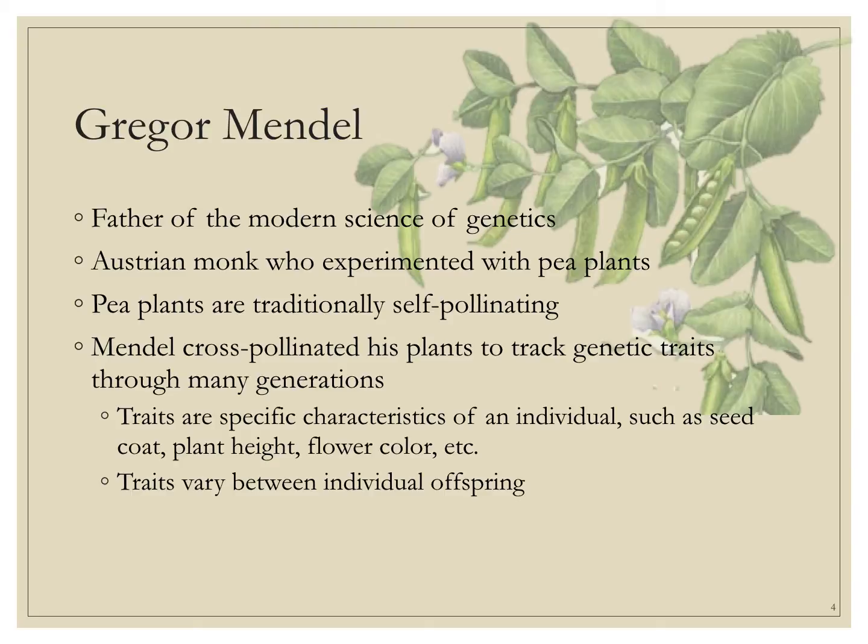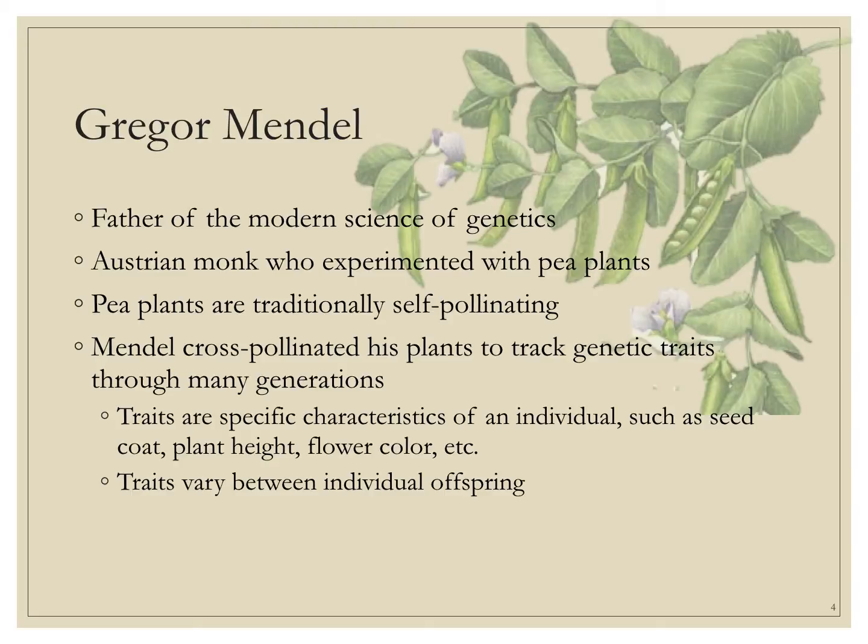So the pea plants don't take up much room. They reproduce fairly quickly, and he was able to cut off the sex organs of those flowers and then cross-pollinate them based on the traits that he wanted to take a look at.